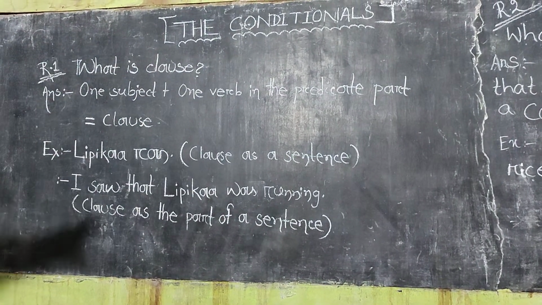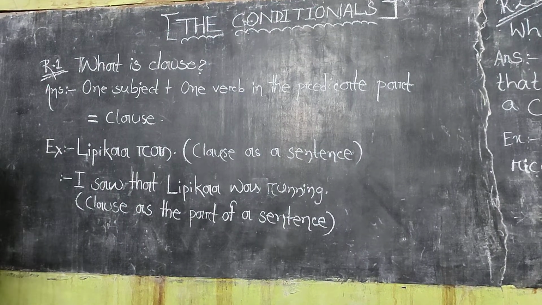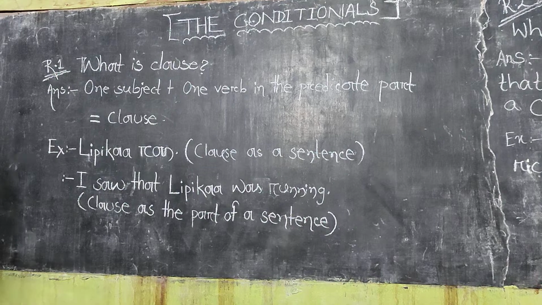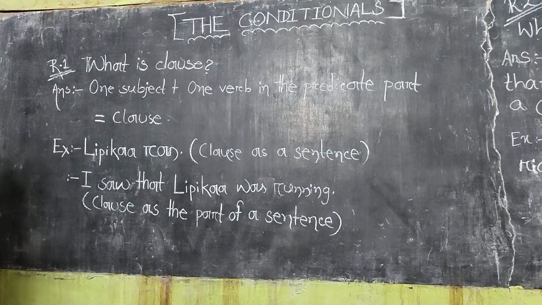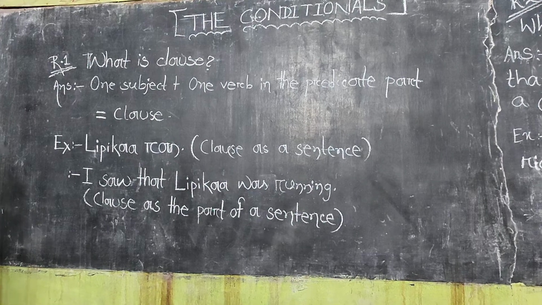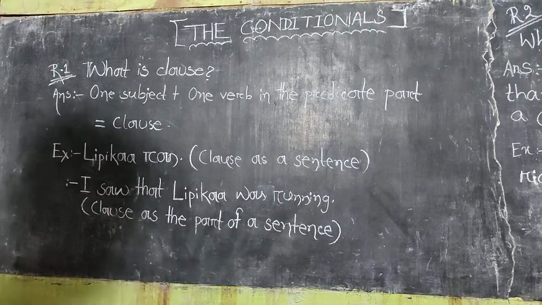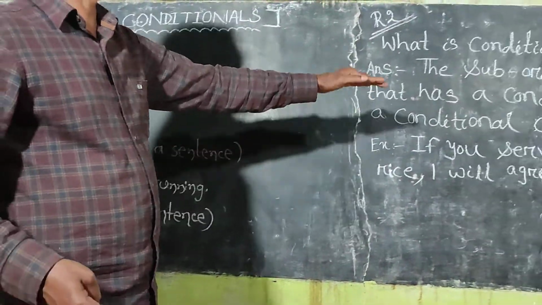Example: Lipika ran. Here Lipika is the subject and ran is the predicate part. That means ran is used as the verb of a predicate part. So here the clause is used as a sentence. And example number two: I saw that Lipika was running. And here the clause is used as the part of a sentence. Next we shall proceed towards rule number two.